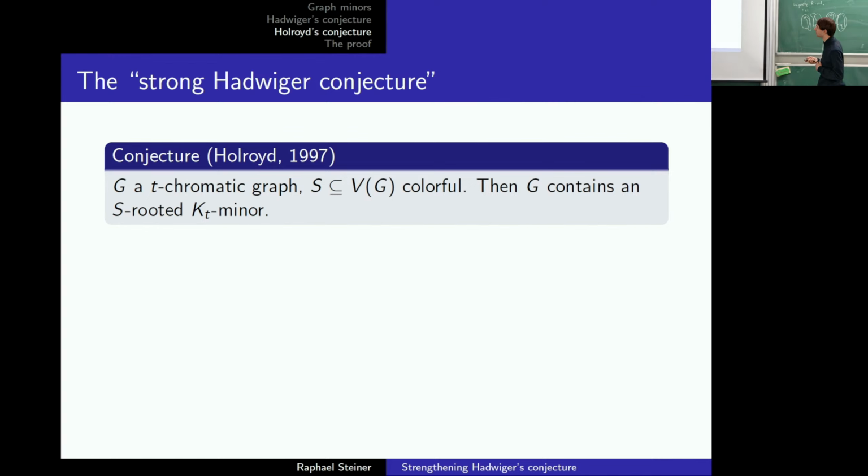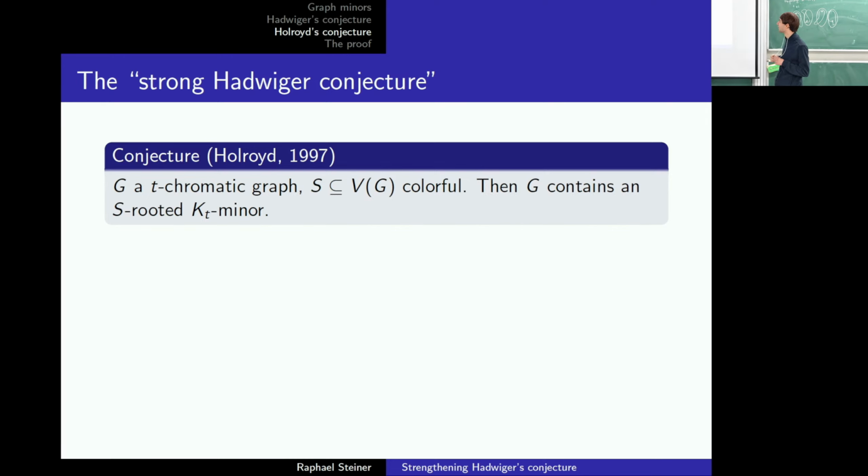That's quite a nice conjecture. Why do we think about cliques in Hadwiger's conjecture? One reason is that cliques are a canonical obstruction to graph coloring. They're not the only obstruction, but they are canonical in some sense.